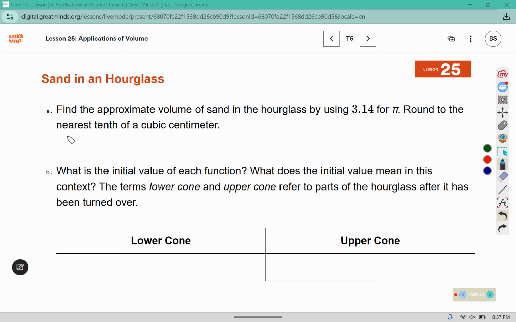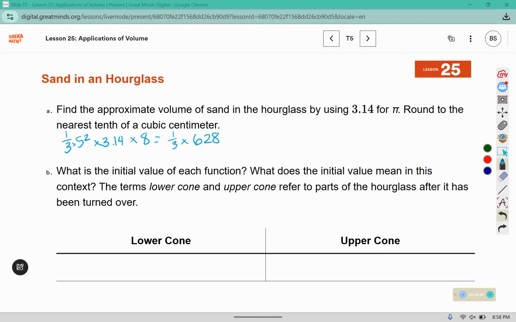We had a cone, so that's 1/3 radius squared times pi times the height. In this case, our radius was 5, and our height of each cone was 8. So 5 squared is 25. Then we'll do 25 times 3.14 times 8, which is 628. So we multiplied 5 squared by 3.14 and 8.